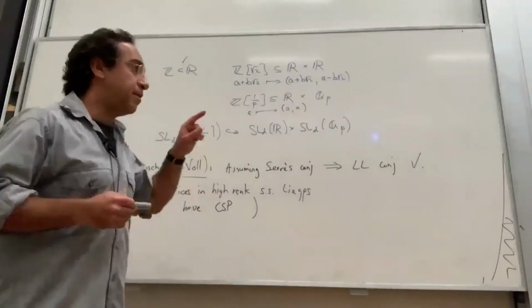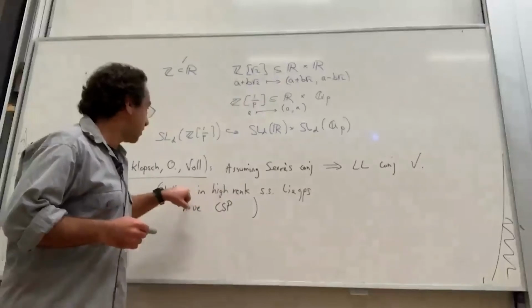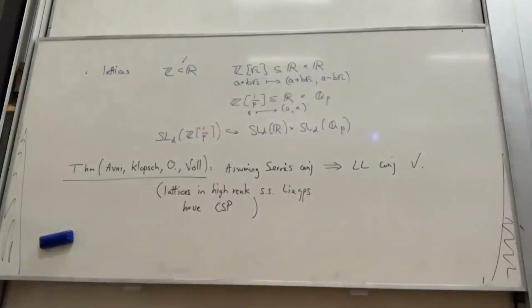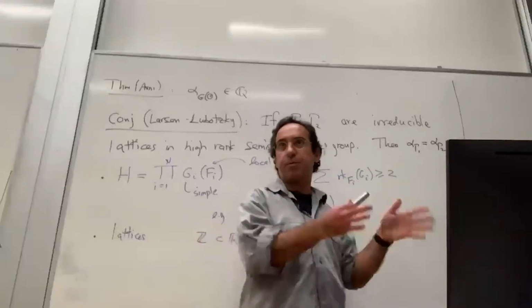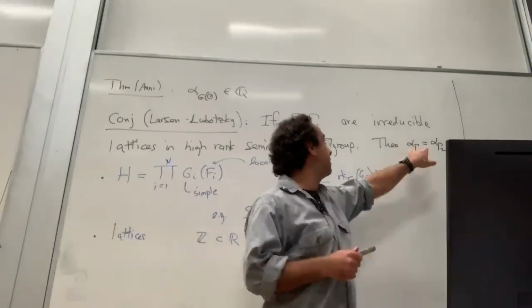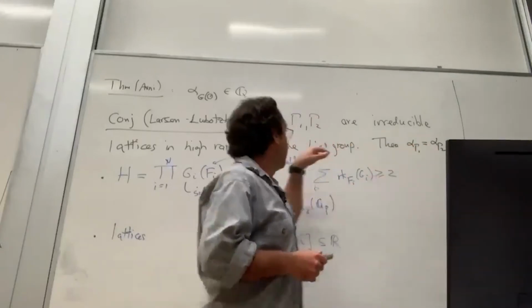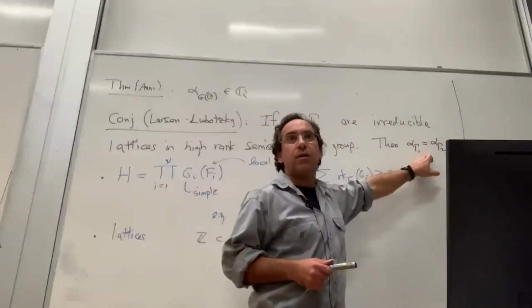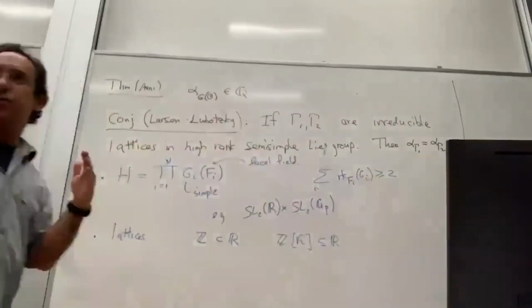So let me make it even more precise. Serre's conjecture says that these two numbers are finite, because congruence subgroup property means polynomial representation growth. That means that the abscissa is finite. The Larsen-Lubotzky conjecture says that not only are they finite, they are equal. So that's the connection between them.